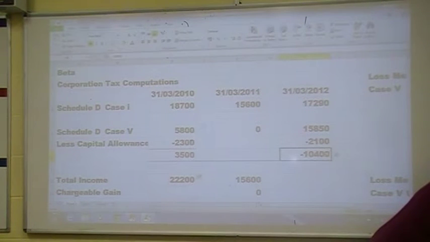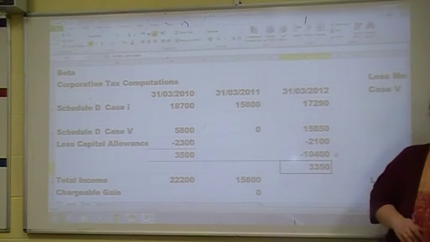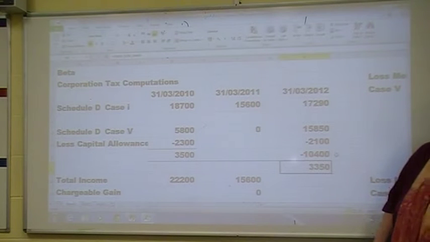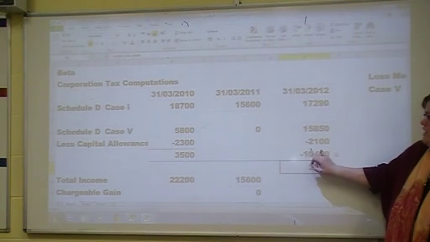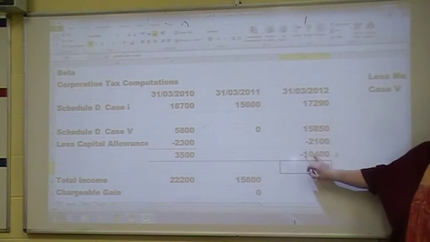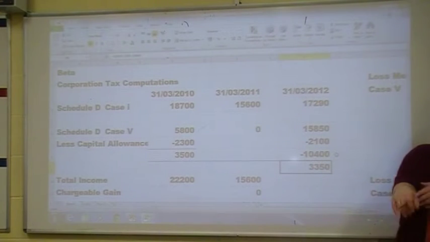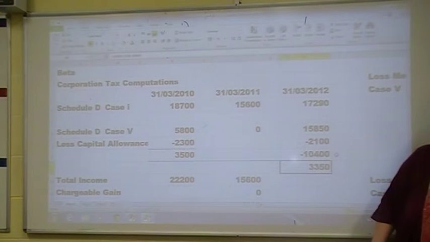Which will bring us down to case 5 of 3,350, when we actually started off at 15,850. And just to show you, the 10,400 here is only going against our case 5. That 10,400 can't go against our total profits because it's a case 5.